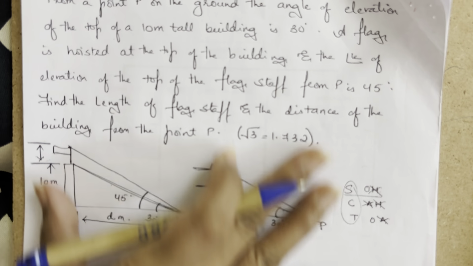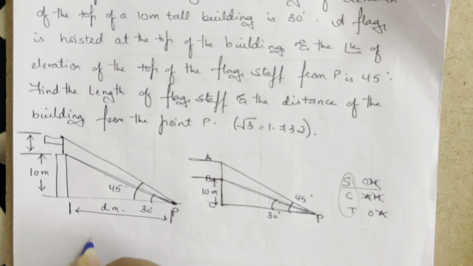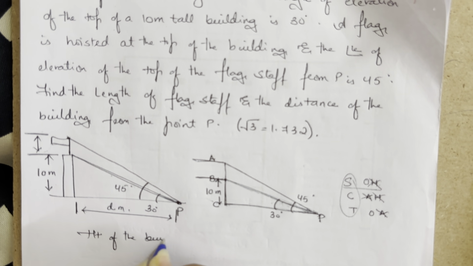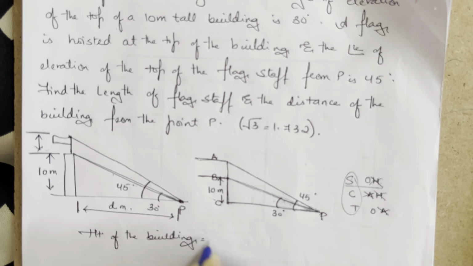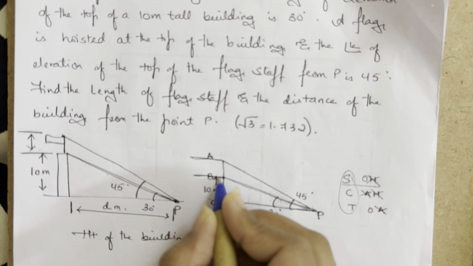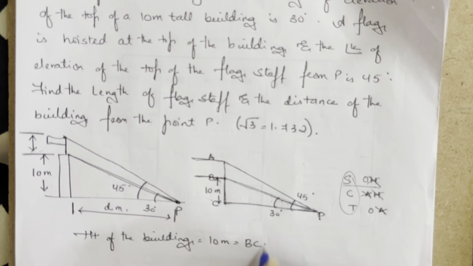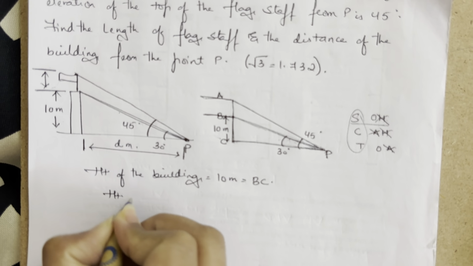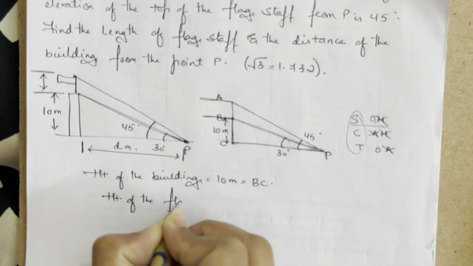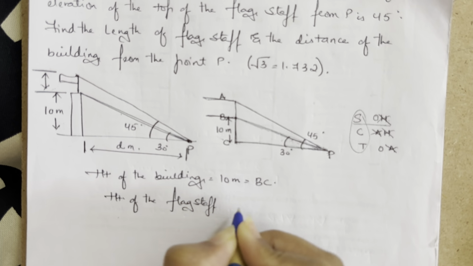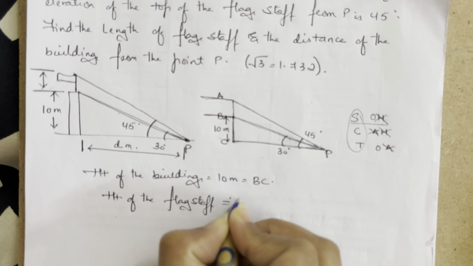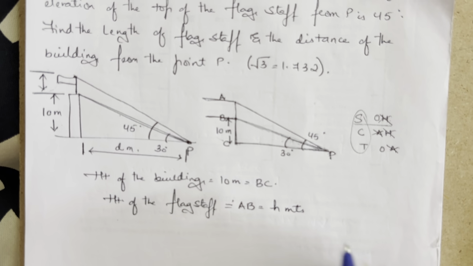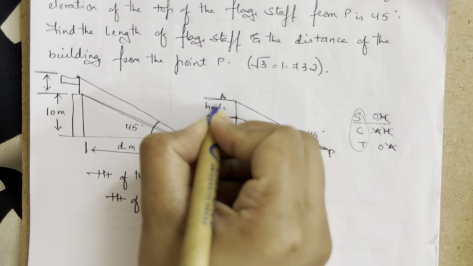Okay, so let's first put down all the information that I have. So this is a mandatory thing. So height of the building is going to be 10 meters, which is as per us BC. Then after I know this, height of the flagstaff is AB, is equal to unknown, so let it be H meters. Okay, so I'll write it as H meters here.